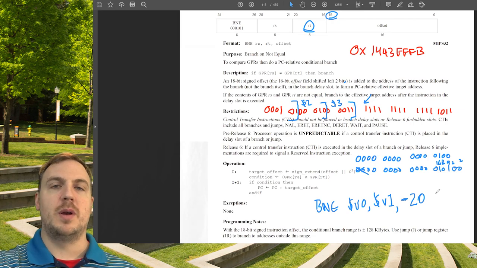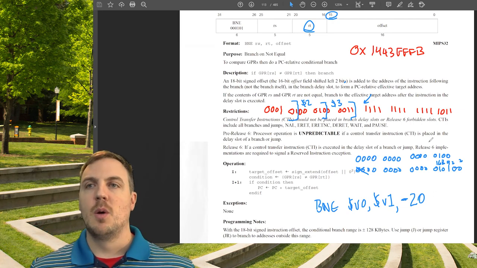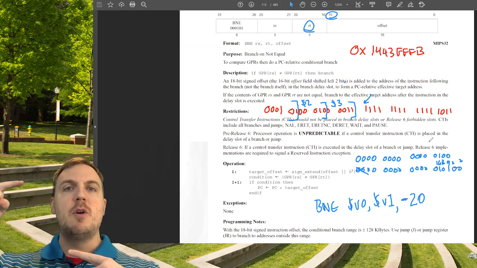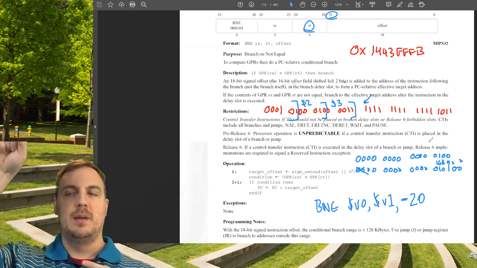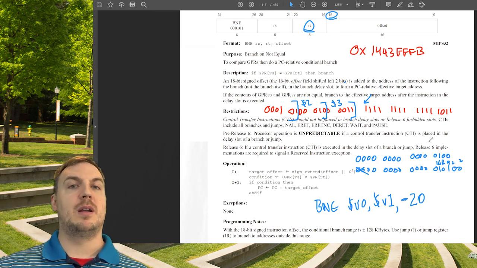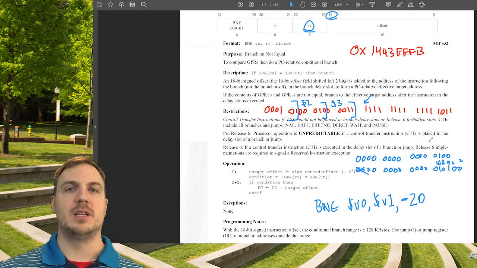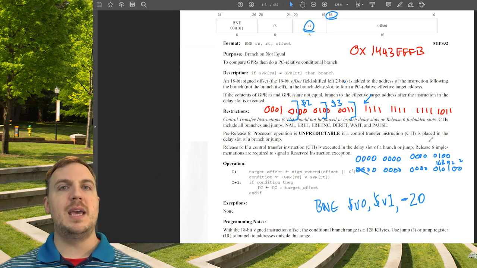So in this case, we're going to jump up 20 bytes, my mistake. We're going to jump up. Remember, if it's negative, we move backwards in the program. We move up. And if it's positive, we move down. So the branch not equal is going to compare V0 and V1, and move backwards by 20 bytes if that is true. So that's how you decode normal instructions, instructions with a special opcode, and then branch instructions.